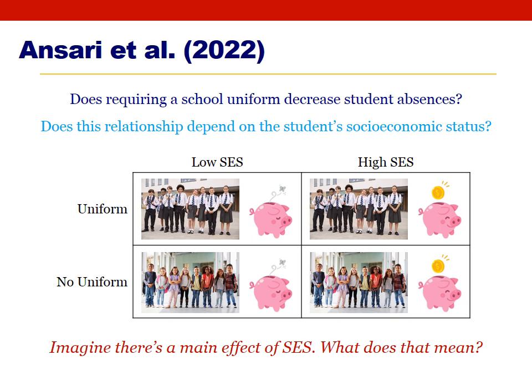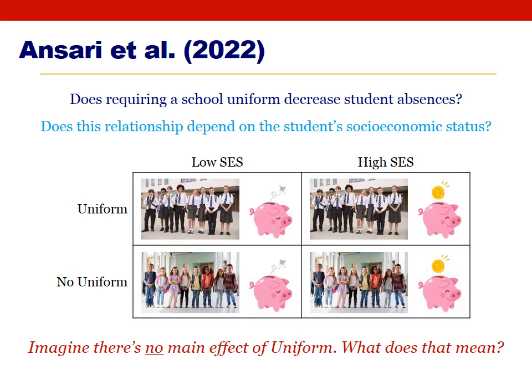So in this example, if we wanted to test for a main effect of socioeconomic status, we would take all the low SES students and combine them into one group, and take all the high SES students and combine them into one group. So now, regardless of whether they wear a uniform or not, we've collapsed our groups down into two. We've got our low SES students and our high SES students. We can calculate a marginal mean for each of those combined groups and compare them to see if, in fact, low SES students overall have better attendance than high SES students do.